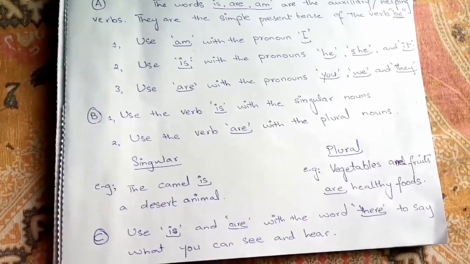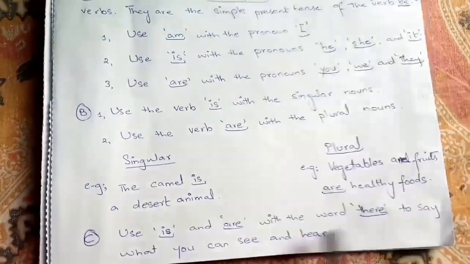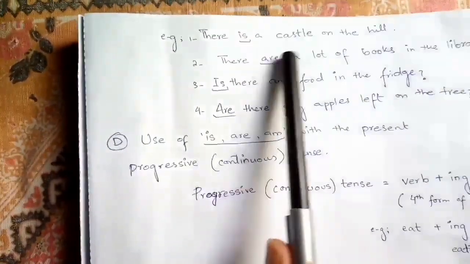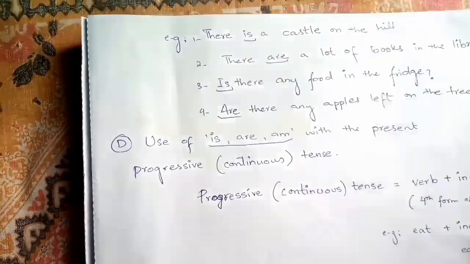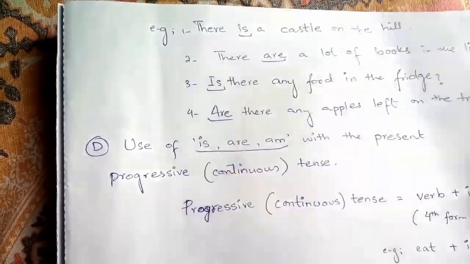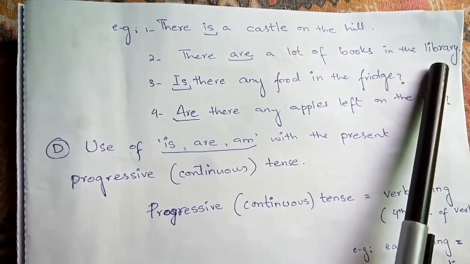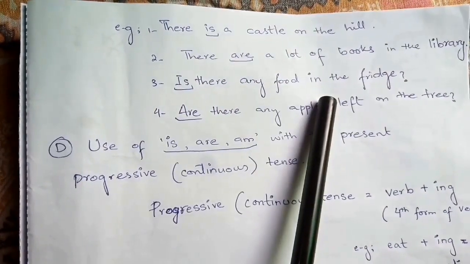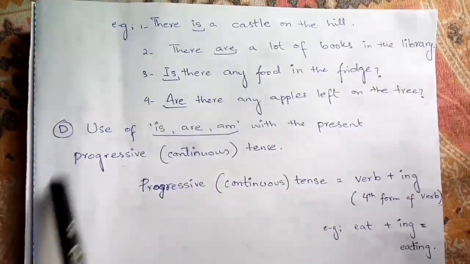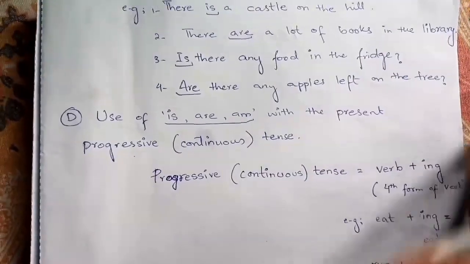Now you have to use the words is and are with the word there to say what you can see and hear. For instance, there is a castle on the hill. So over here I'm using the word there with the word is. There are a lot of books in the library. Is there any food in the fridge? Are there any apples left on the tree? So the word there is used with the words is and are.